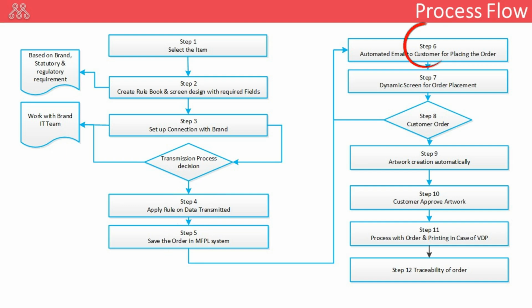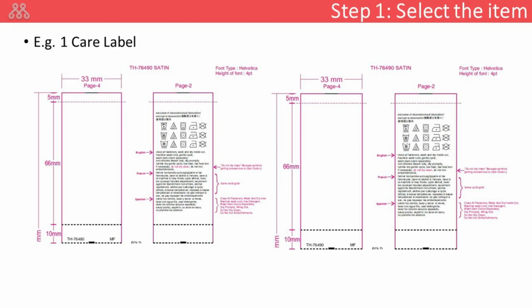The next step is to send an email to the customer confirming that we have received the order. The customer then logs into the Manohar Filaments portal and places the order, during which the artwork is created automatically. The customer has the option to approve the artwork. Now, Manohar Filaments processes the order, prints it if required, and dispatches the order to the customer, with full traceability available in the system. Let's see the detailed process step by step.